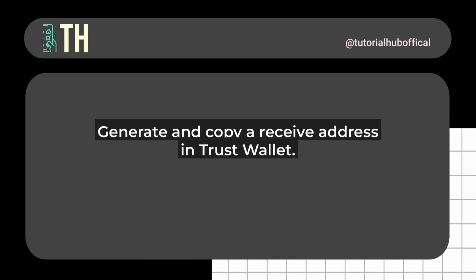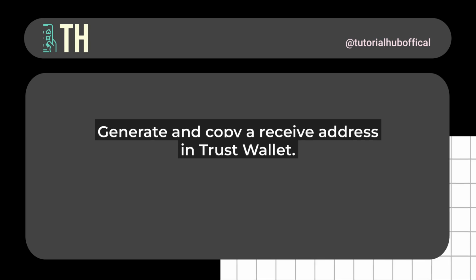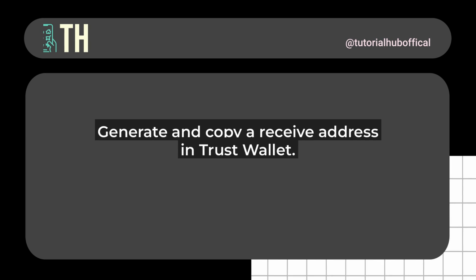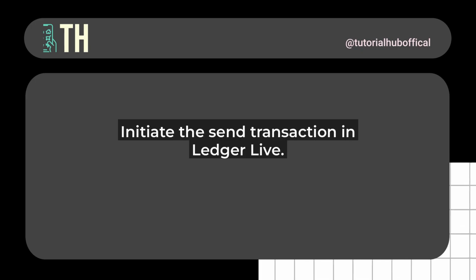Step 3. Switch to your Trust Wallet app on your phone. Go to your BNB wallet, tap on Receive, and generate a new address. Copy this address carefully. It's your destination for the BNB.